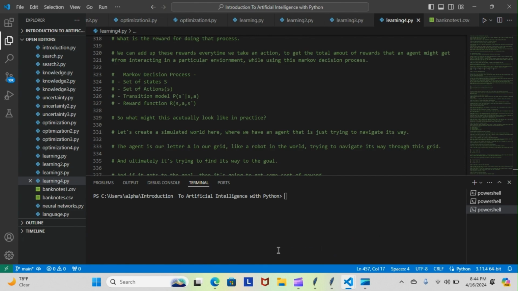Last night, if you recall, the last thing we went over was the Markov decision process. We're going to pick up where we left off. So, what might this actually look like in practice? Let's create a simulated world where we have an agent that is just trying to navigate its way. The agent is our letter A in our grid, like a robot in the world, trying to navigate its way through this grid. And ultimately, it's trying to find its way to the goal.